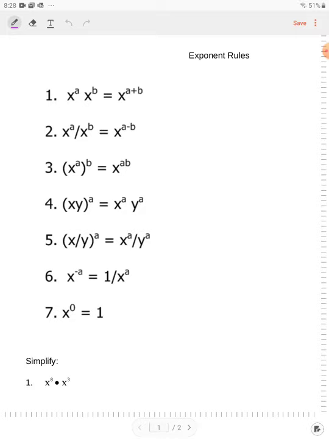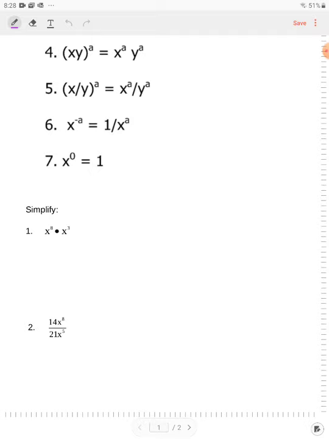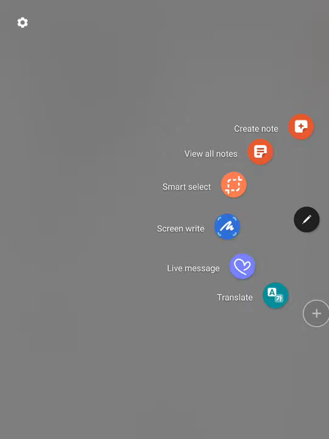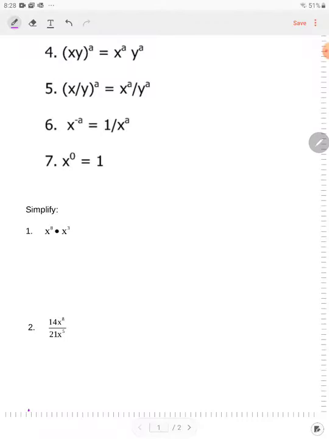When the exponent is negative, we're going to rewrite it as a fraction and it becomes positive. X to the negative a is 1 over x to the a, and x to the 0 is equal to 1. So let's look at some examples. What we have is x to the 8 times x to the 3rd. So that's equal to x to the 8 plus 3, which is x to the 11. So our final answer is x to the 11.